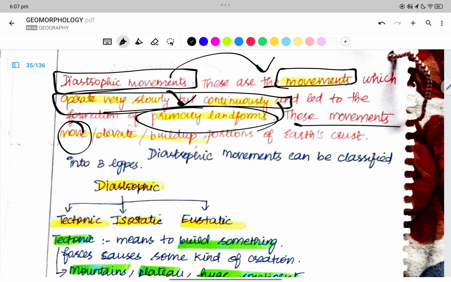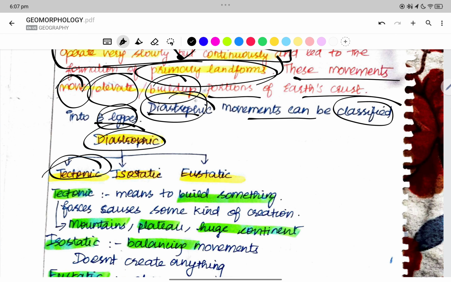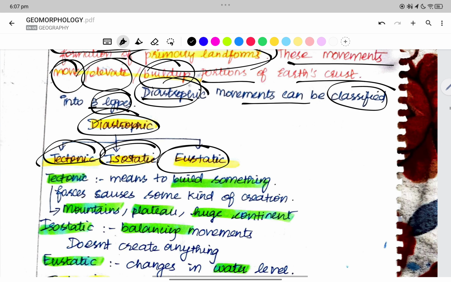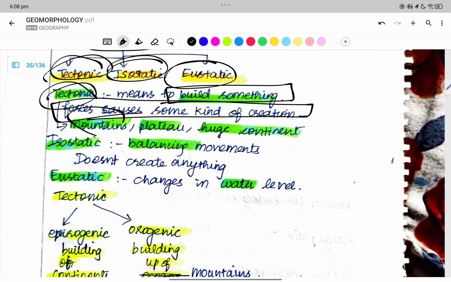These movements move, elevate, and build up portions of the Earth's crust. Diastrophic movements are again classified into three types: tectonic, isostatic, and eustatic. Tectonic means to build up something. These forces cause some kind of creation. Examples are the mountain, plateau, and huge continent.